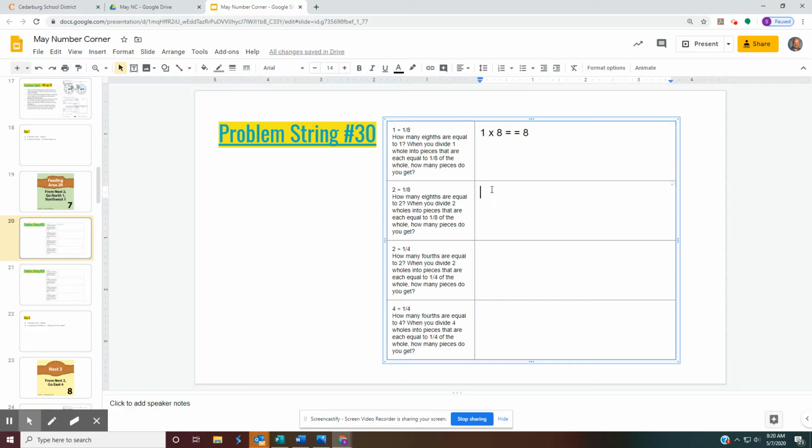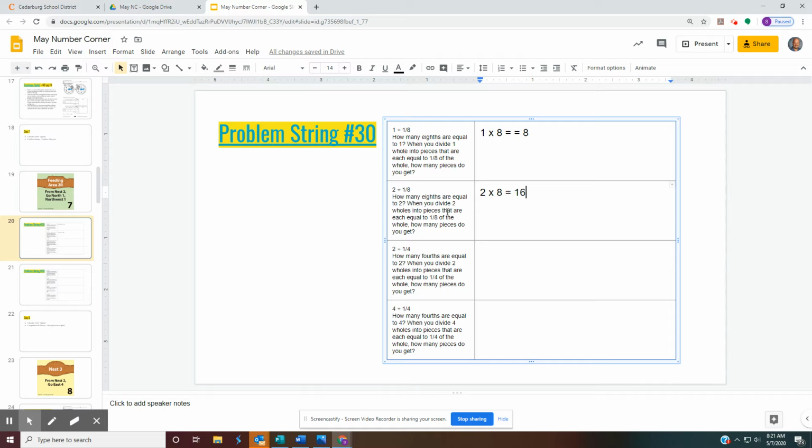So now let's take a look at this next one. It says 2 divided by 1/8. So same sort of problem. You now have 2 pans of brownies, and you are dividing them each into 8 pieces. How many total pieces would you have? 2 divided by 1/8. Again, we have 2 pans of brownies, and we're cutting each of those pans of brownies into 8 pieces, and that gives us 16 pieces, or 16 brownies.